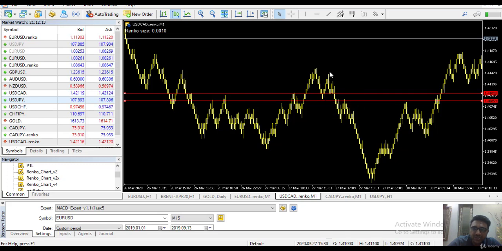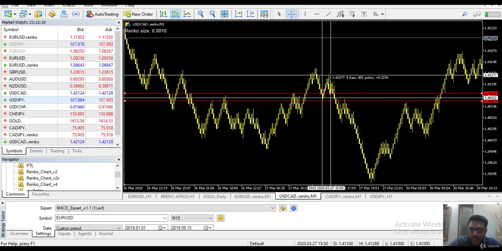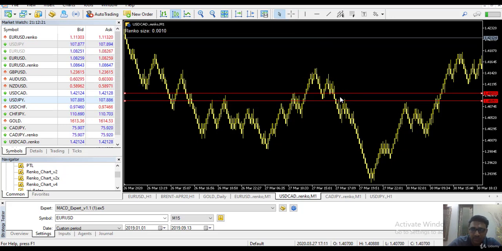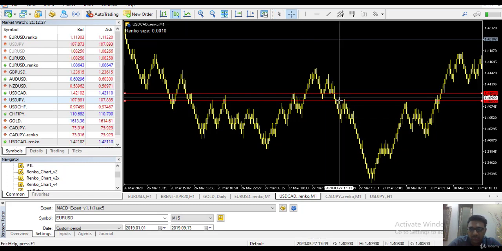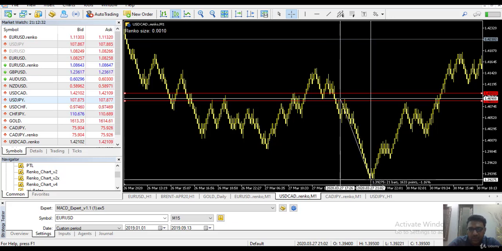The first reaction is always the good one. The first reaction was really good at this level. You can see this, right? Almost 500 points. Then it went back down, came back to this area, and then again it went down, right? Another 1600 points.